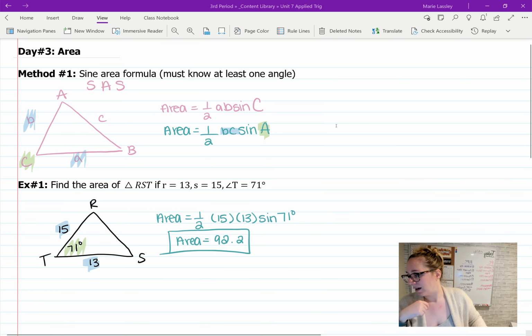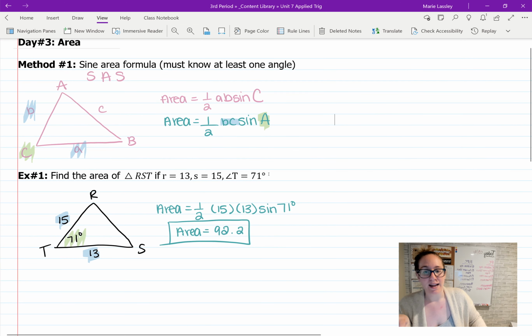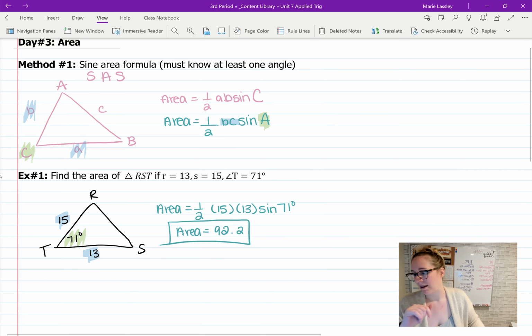Okay, next up, we're going to learn another technique. We would use this technique if we knew at least one angle. If we didn't know one angle, maybe we just knew all three sides. So we could always use the law of cosines to find an angle and then use this formula, so that's totally fine. But there is a formula specifically for knowing just the three sides of a triangle and to get the area without needing to find an angle. And that's called Heron's formula.